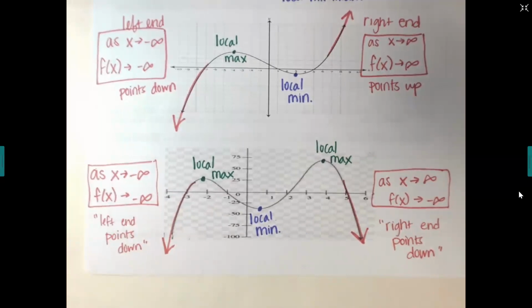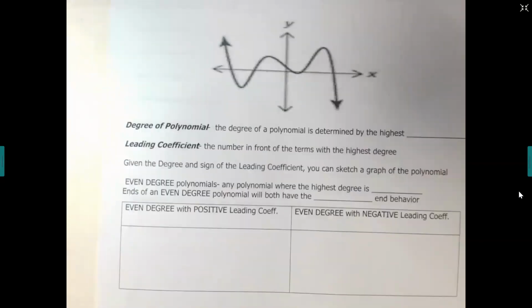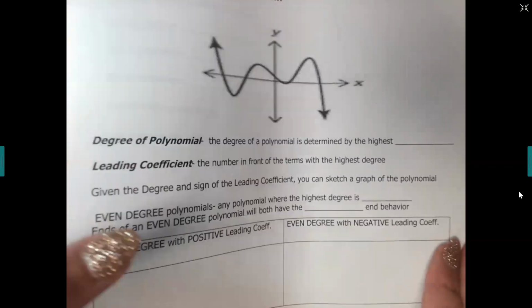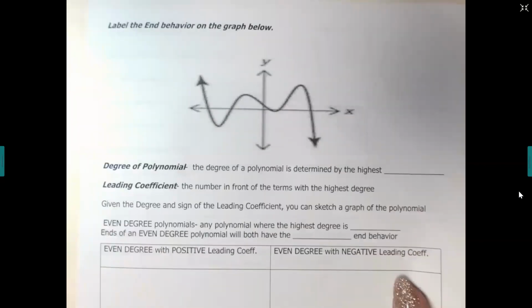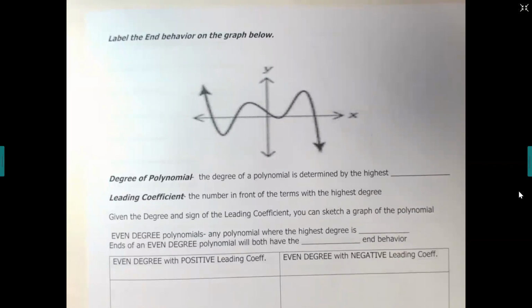So when you're ready, go ahead and take a look at the next page. You have one more picture. What I'd like for you to do on the next page is label your end behavior on that fourth graph. We'll check it here in a second. Make sure that you're doing both the left end and the right end. So this is that next graph. Take a second and label the end behavior. You should be doing a left side and a right side.